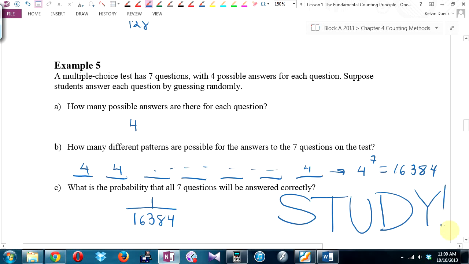There's the moral of your story. Study. Yes?